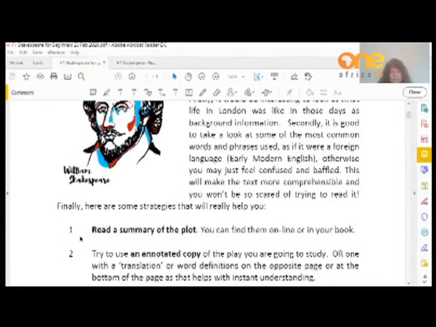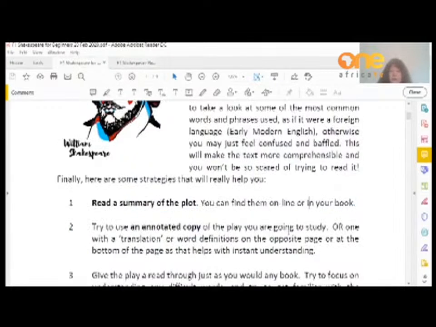Anyway, so now you know a summary of the plot, okay? As we said, you can find them online or in your book. Now, the book you should have should be annotated. In other words, there should be notes in it, okay? So that's very important. It helps you.